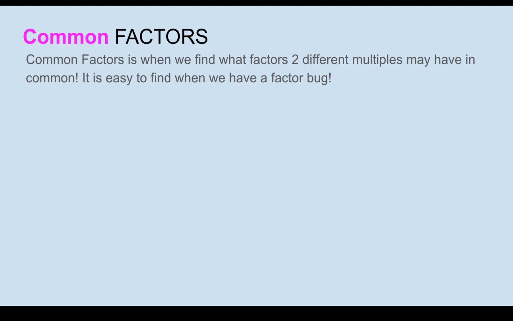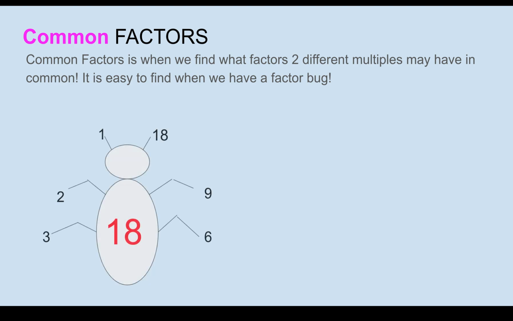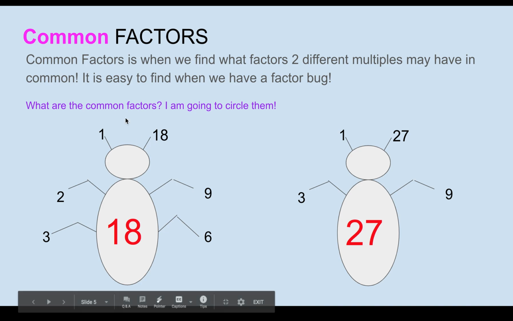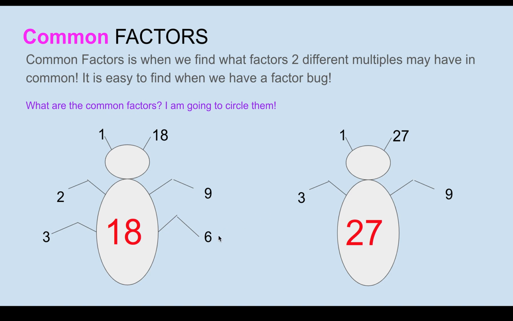Now, that may be all well and good, but what we need to be learning about is the common factors. Common factors is when we find what factors two different multiples may have in common. And it's easy to find when we have a factor bug drawn out and there in front of us. So here goes my factor bug for 18, and here goes my factor bug for 27. And our question is, what are the common factors? I'm going to circle them today. As I look through this factor bug and this factor bug, I've got to see which factor feet both of these factor bugs contain.